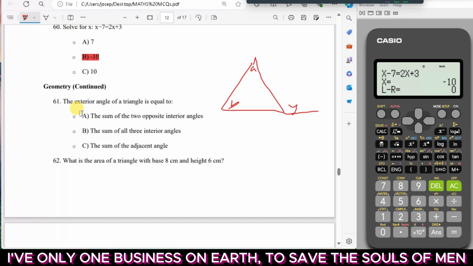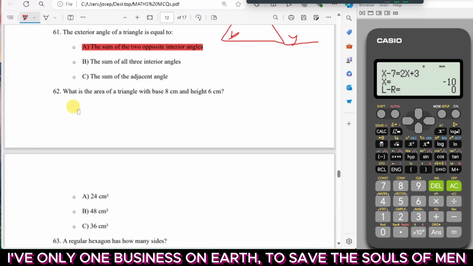What is the area of a triangle with base 8 centimeters and height 6 centimeters? So area of a triangle is half base times height. Half of 8 is 4 times 6, that will give you 24. And you can do that on the calculator. Half base, and the base is 8 times 6, and your correct answer is A.